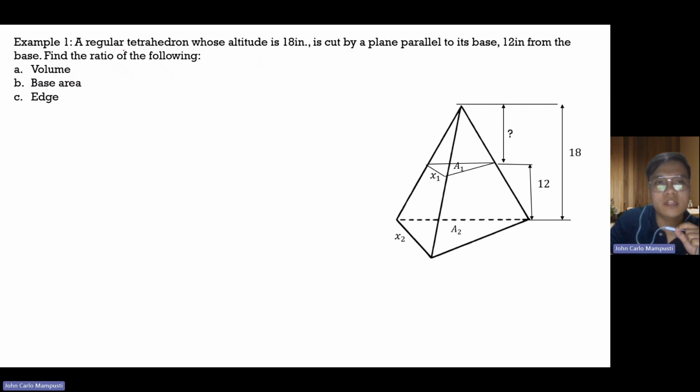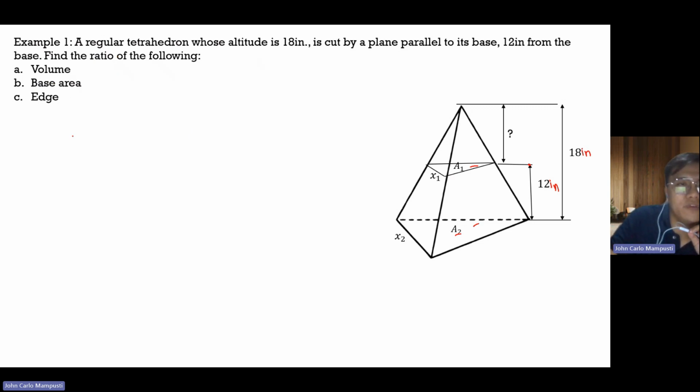Ulitin natin, a regular tetrahedron whose altitude is 18 inches is cut by a plane parallel to its base. Itong plane na to is parallel to this base. So therefore, we have area 1 and area 2. Kinat daw siya 12 inches from the base, so from here up to here yung cut natin. Now, find the ratio of the following.